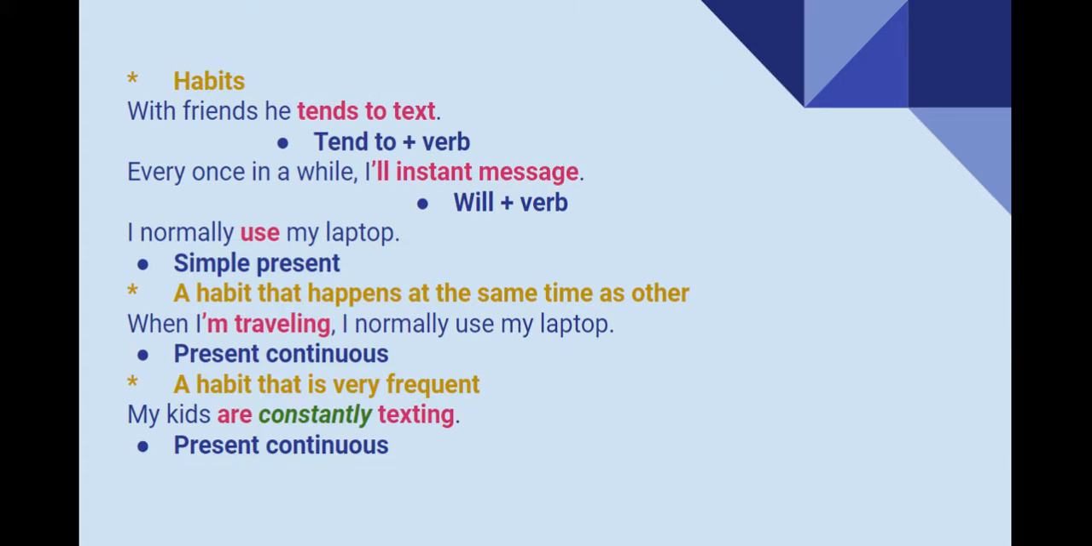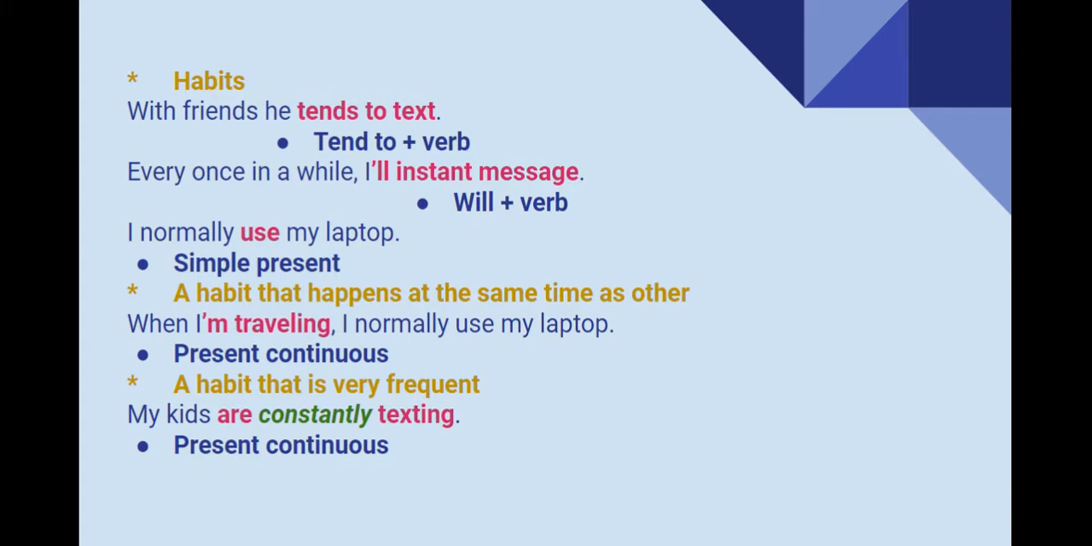Like I normally use my laptop, and usually when we use simple present or will plus verb to express habits, we tend to use these phrases like every once in a while, normally, always, etc. Now, when we want to talk about a habit that happens at the same time as another, we use present continuous. When I am traveling, I normally use my laptop. If you notice here, traveling, of course, is the longer action. That's why we use present continuous.